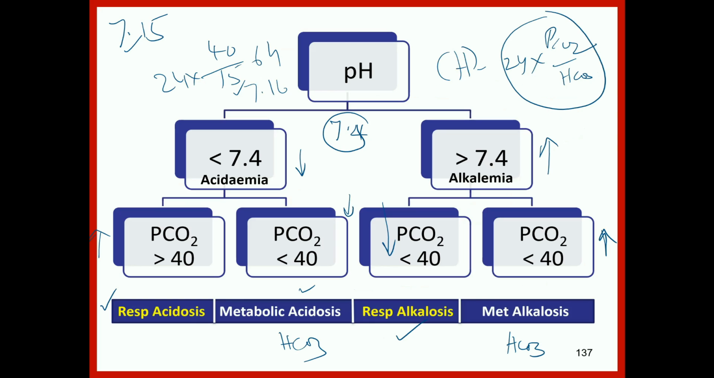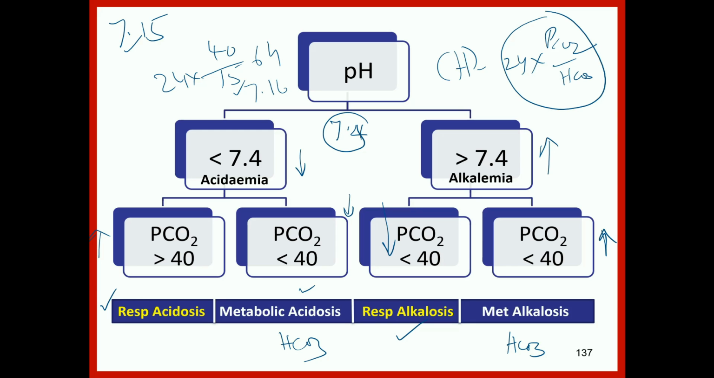Once there is acidemia, look at the PCO2. If the PCO2 is higher and the pH is lower, we are dealing with respiratory acidosis. On the contrary, if the PCO2 is lower, along with the pH, going down in the same direction, it is metabolic acidosis. Then if the pH is higher, we have alkalemia.